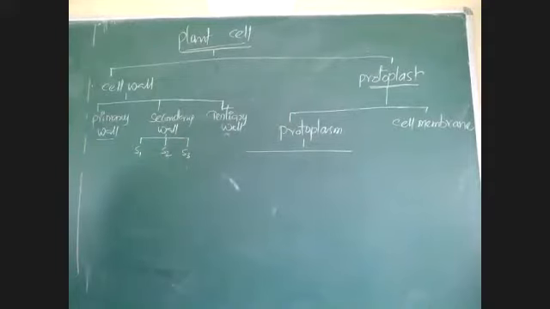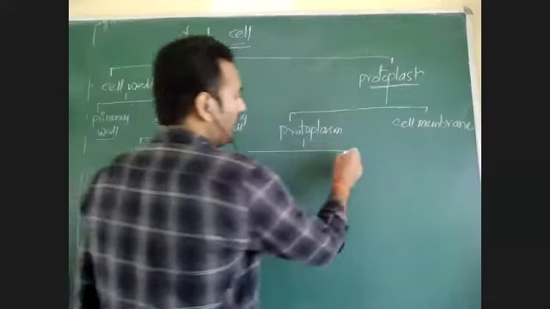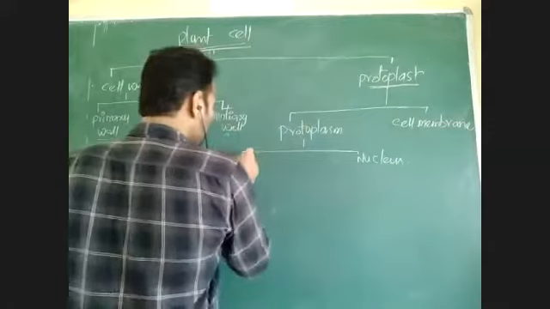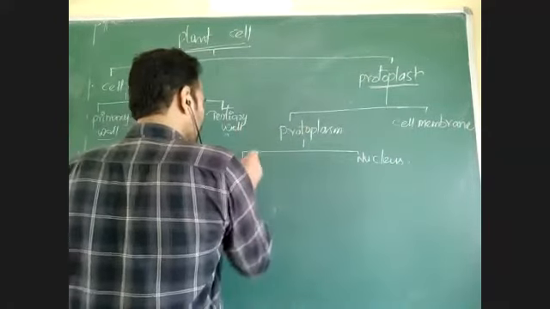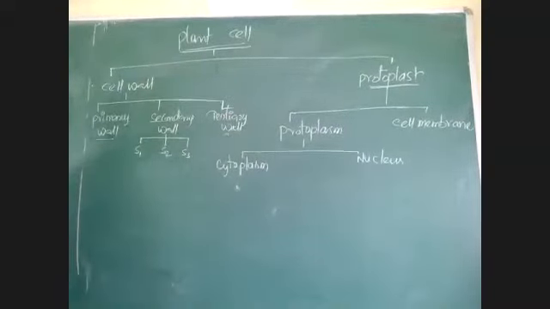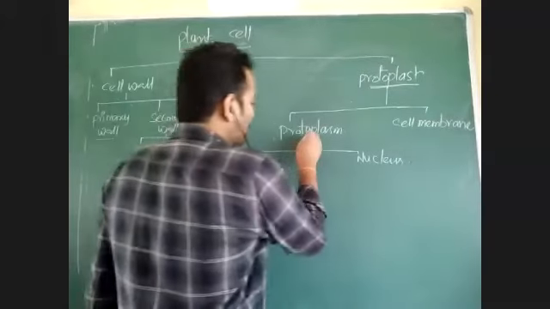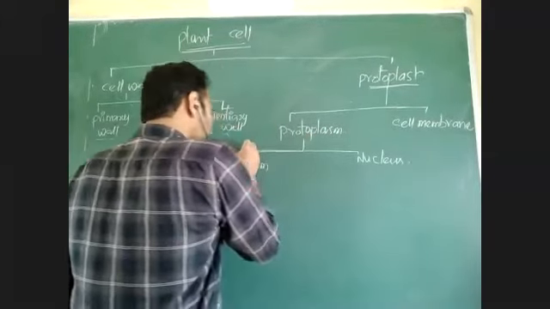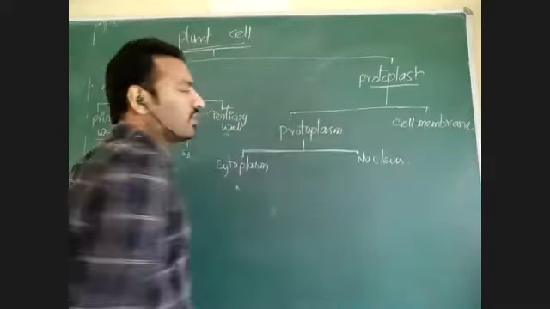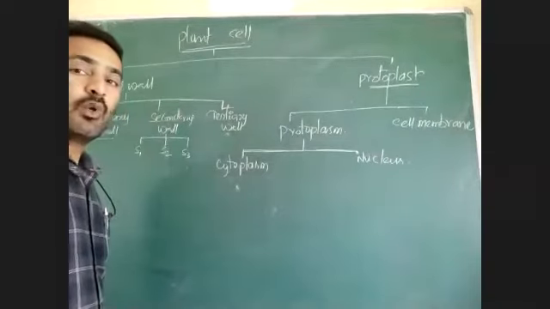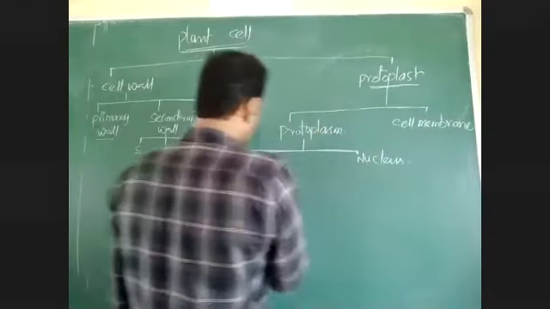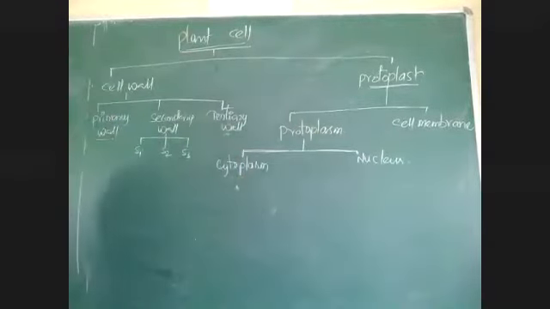This protoplasm is again divided, majorly into two parts: the nucleus and the cytoplasm. So protoplasm means the jelly-like structure present inside the cell membrane. In that protoplasm, except for the nucleus, the rest is called cytoplasm.